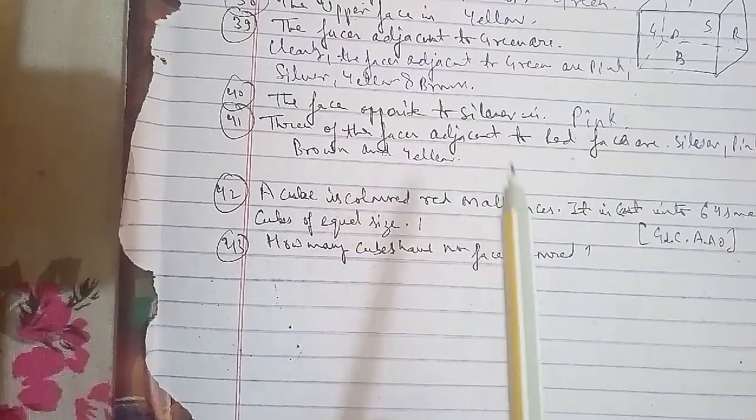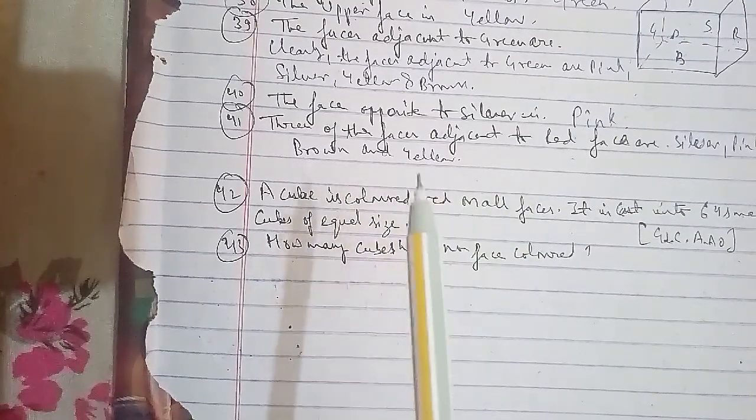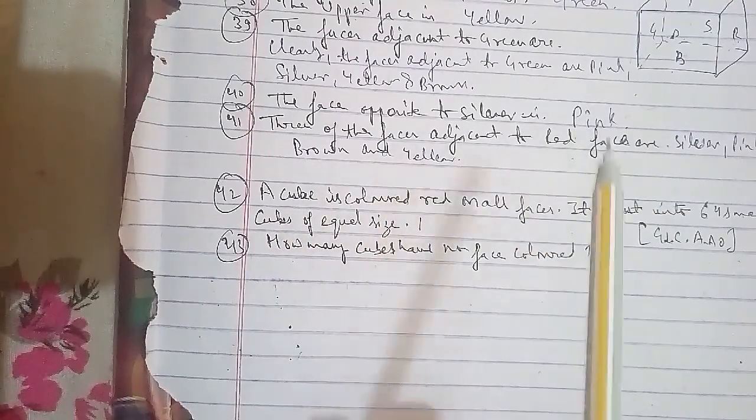In each of the second and third layers, the 4 central cubes have no face colored, the 4 cubes in the corners have 2 faces colored, and the remaining 8 cubes have only one face colored. And in the fourth layer, the 4 central cubes have only one face colored, the 4 cubes at the corners have 3 faces colored, and the remaining 8 cubes have 2 faces colored.